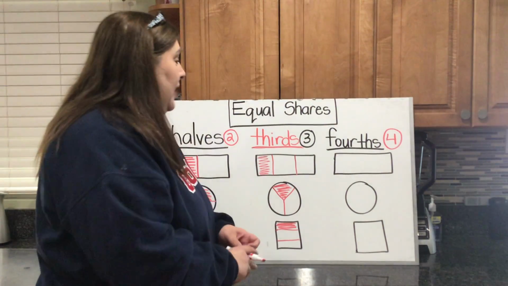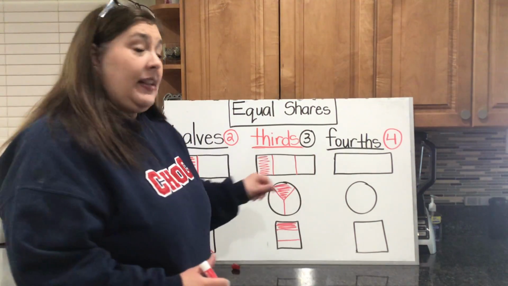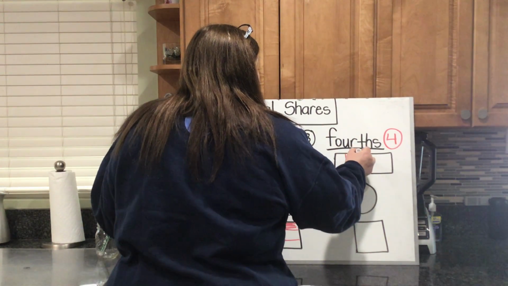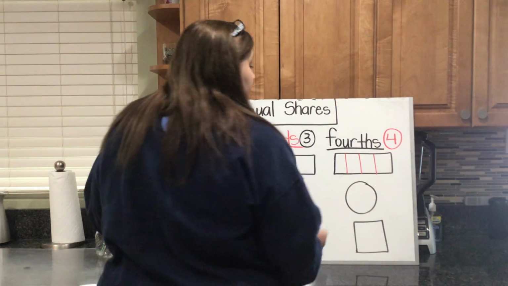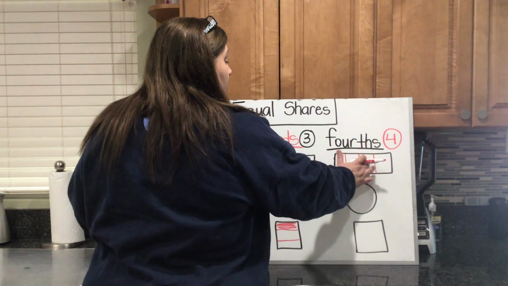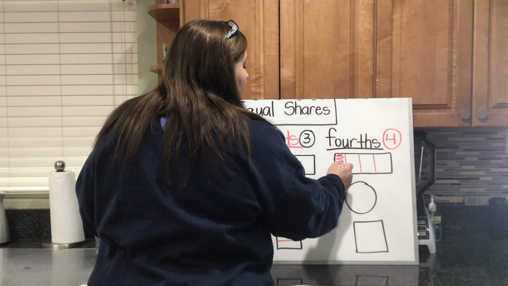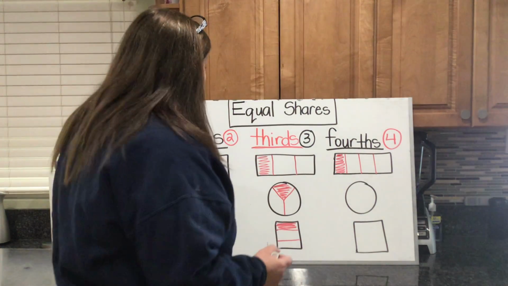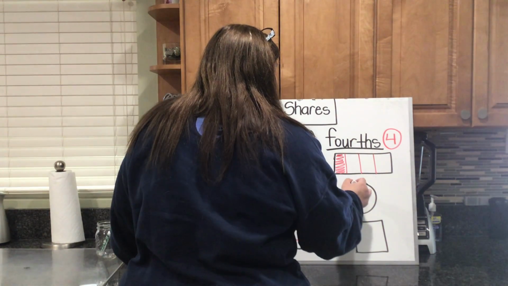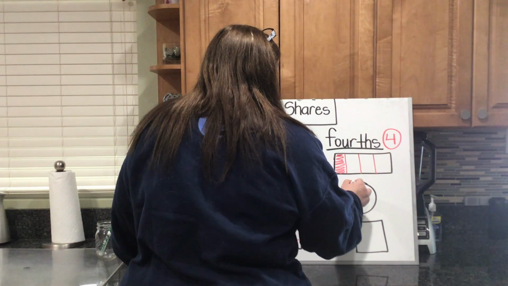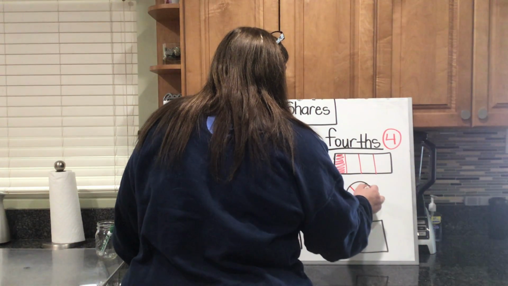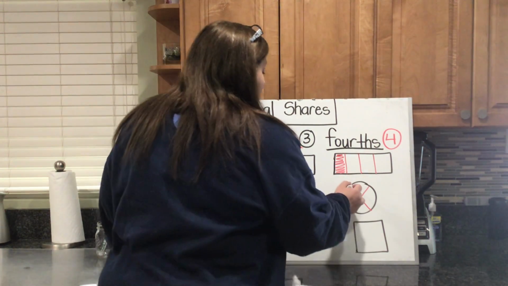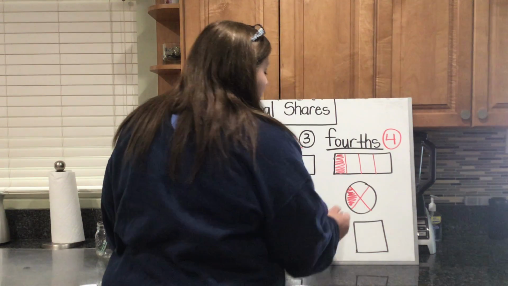So let's look back at our shapes here. We have our rectangle. Let's break that into fourths. So I could just go here, 1, 2, okay, 4 parts. 1, 2, 3, 4. I'm just going to shade it to show fourths. That's 1 part of the fourths. Okay, a circle. I could simply draw an X to show 4 equal parts of a circle. And I'm just going to shade in 1 part to show fourths.